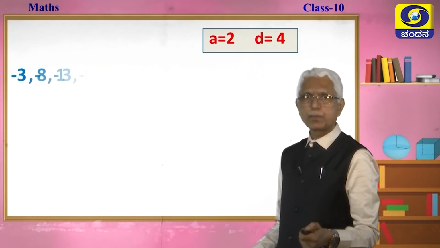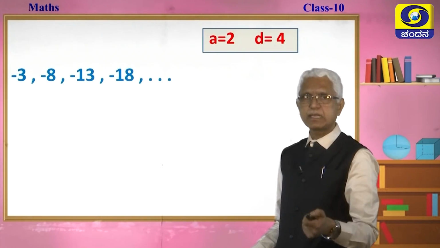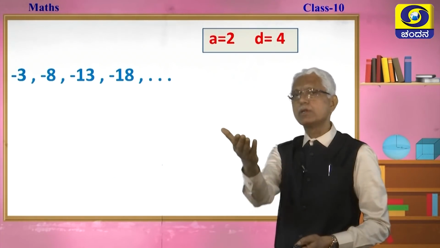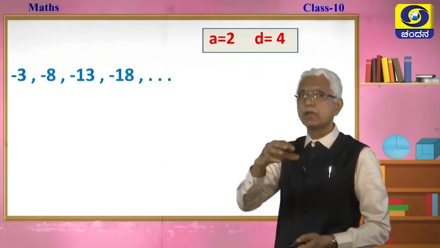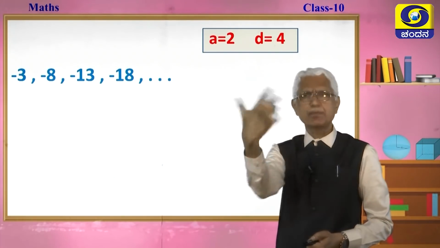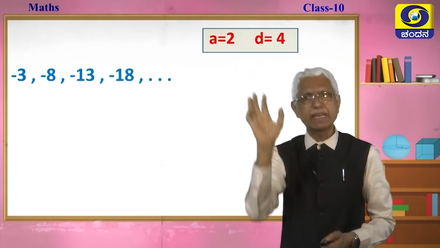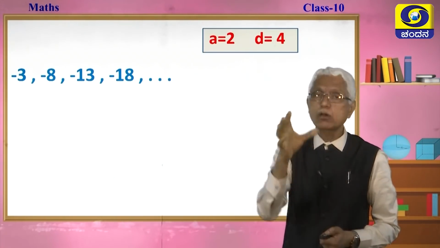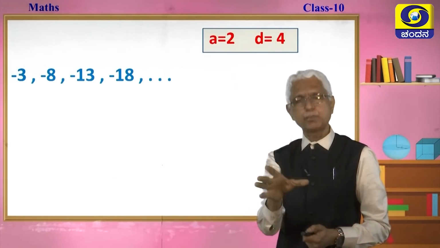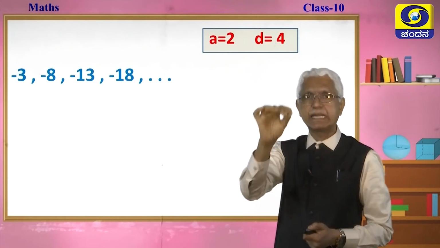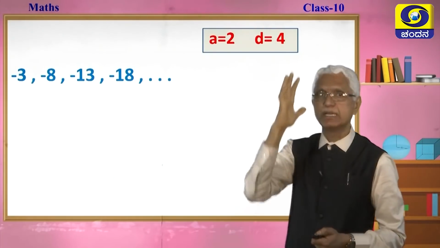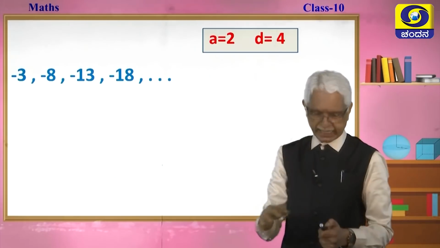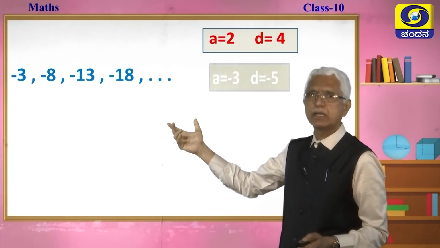One more example. You have minus 3, minus 8, minus 13, minus 18. You need to identify the first term and the common difference. First term anybody will identify, it is minus 3. But to make out the common difference, you must be careful, especially when it involves negative numbers. After all, it is second term minus first term or third term minus second term and so on, am I right? That is good.